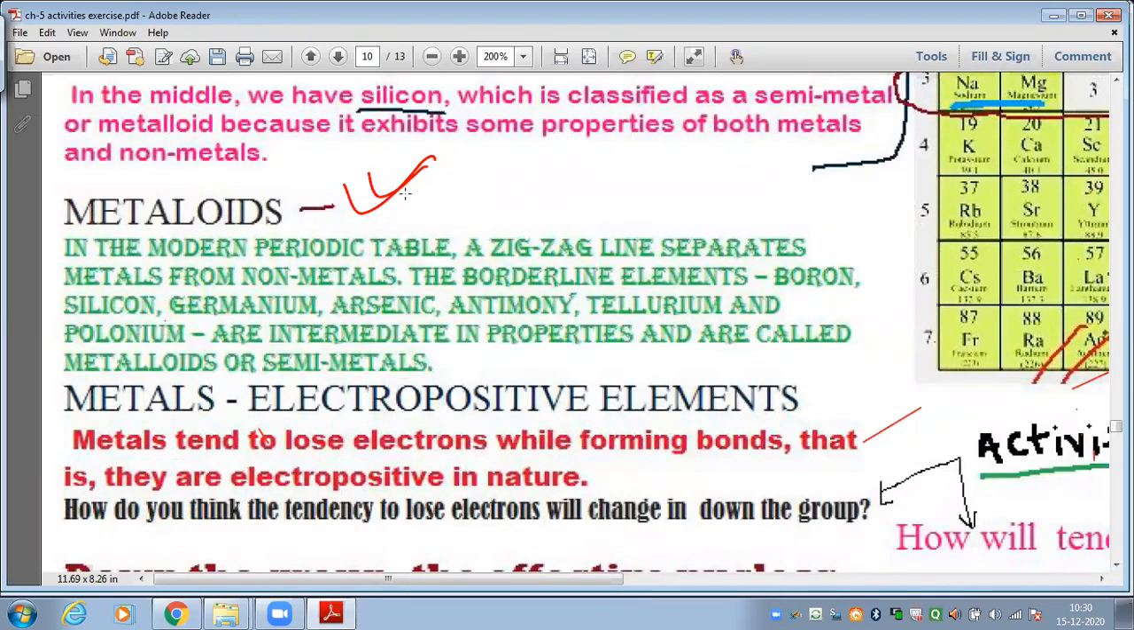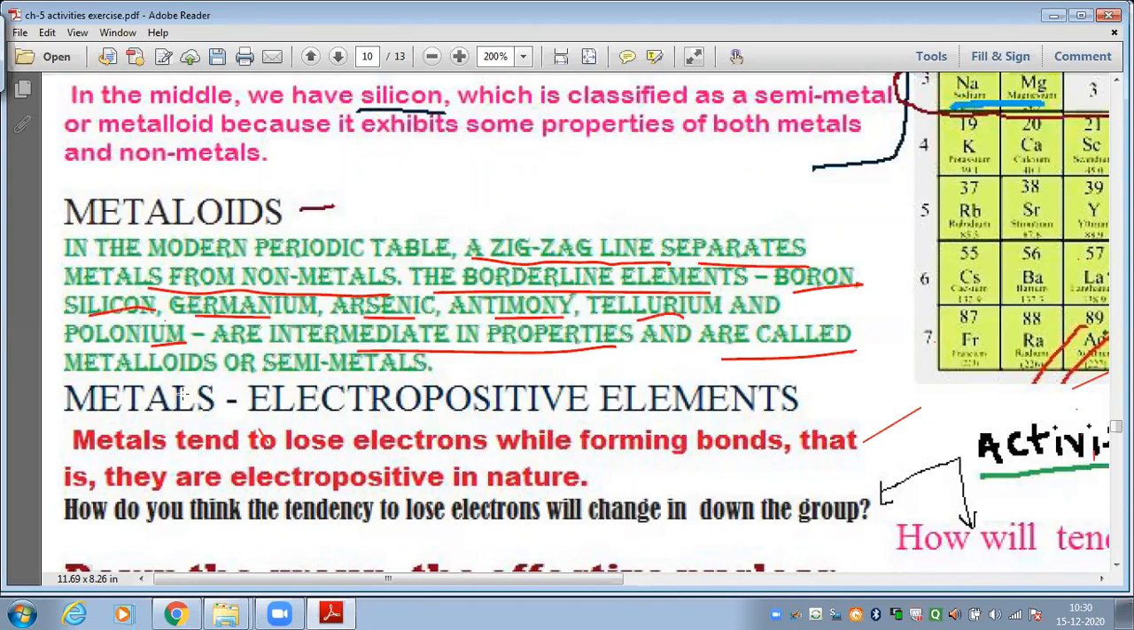Metalloids, my dear students: in the modern periodic table, a zigzag line separates the metals from the non-metals. The borderline elements like boron, silicon, germanium, arsenic, antimony, tellurium and polonium are intermediate in property, and they are called the metalloids or semi-metals.